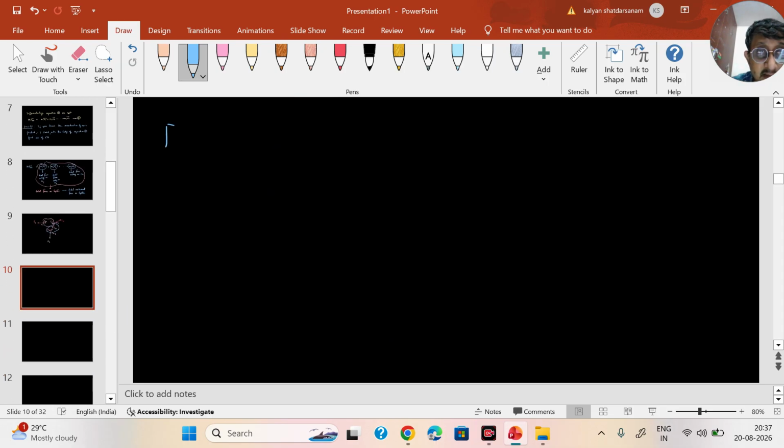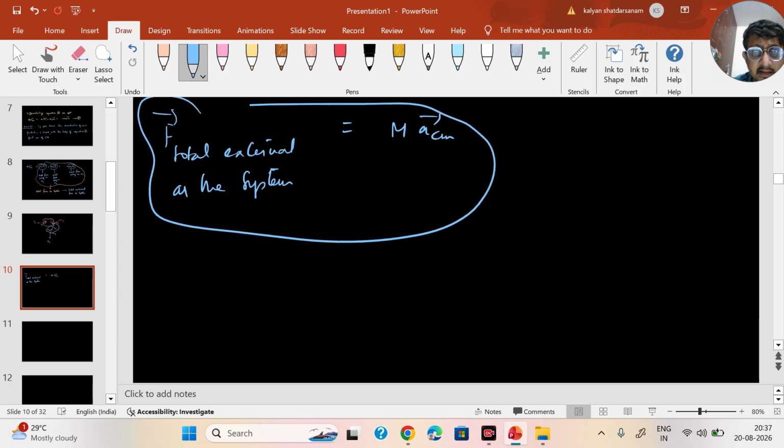Let's write it. F total external, internals cancelled, on the system. System means group of particles. Total external force on all the particles is total mass into acceleration of center of mass. You see, this is exactly Newton's second law again. But you are now not applying it to just one particle. You are applying Newton's second law to a group of particles.